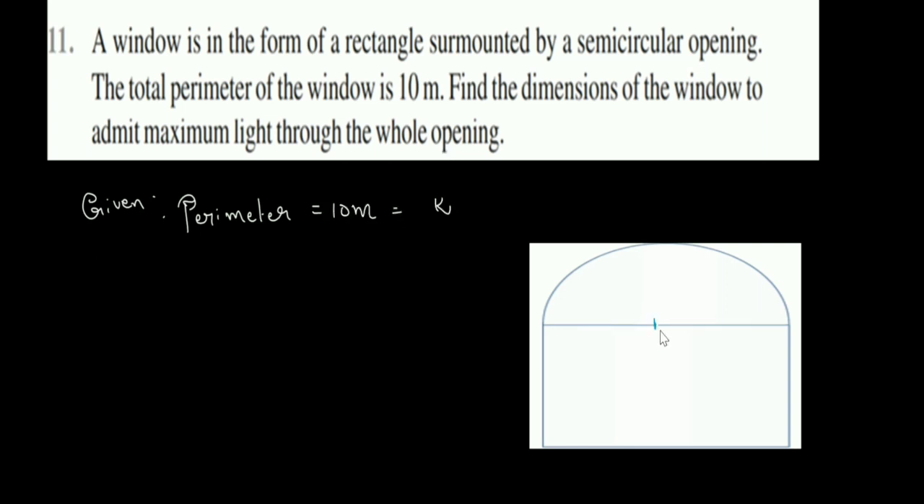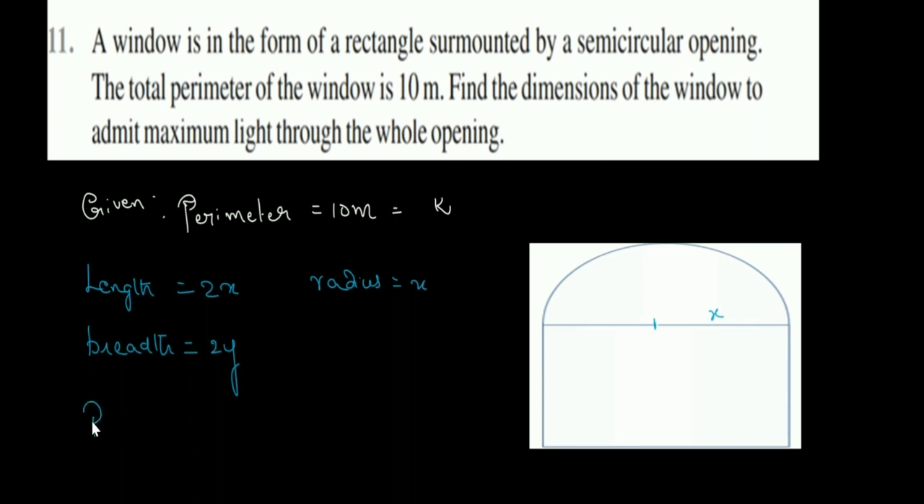Now there is a constant. Let us take the radius of this semicircle as some x. So the length of the rectangle will be 2x. Radius we take it as x. Breadth of the rectangle we take it as 2y, because we have taken length as 2x. The breadth I am taking it as 2y.